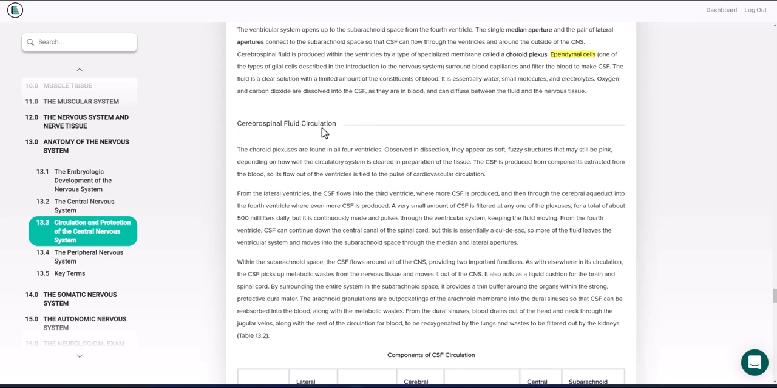Again, this fluid is moving in a predictable pattern, and you are constantly filtering this CSF. About half a liter a day is being filtered. So again, just an amazing process, right? Something you don't even think about, but you are filtering half a liter of this CSF every day, and that is to assure the overall health of your nervous system.